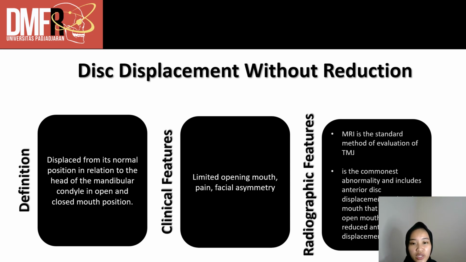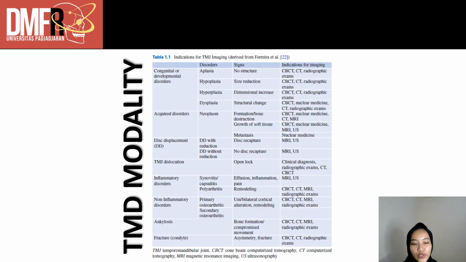As for radiographic features, MRI is the standard method of evaluation of the TMJ, and this displacement is the commonest abnormality and includes anterior disc displacement. Radiographic modalities that can be used to see temporomandibular disorder based on abnormalities such as disc displacement with or without reduction are MRI or USG, because this is related to the position of the disc. They can be detected through soft tissue modalities.